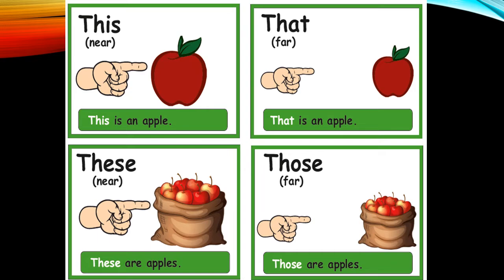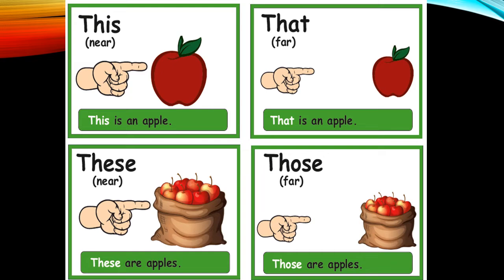We have used this and that for singular objects. Here we are talking about an apple. The first one is closer to us and the second one is far away. This is an apple. That is an apple. So we have used this and that to determine the distance.